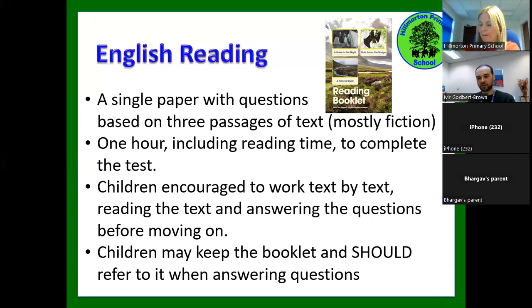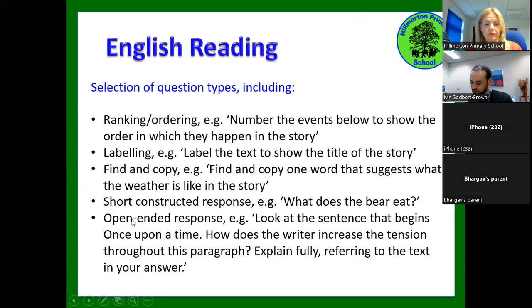And they're encouraged to work text by text. So read the first text, do the first set of questions, and so on, which gives them around 20 minutes for each text. But as you'll see in a minute, they get progressively trickier as they go through. Children may keep the booklet and should refer to it when answering questions. So they're encouraged to keep the booklet open on their desk and keep referring back. The reading paper's great because all the answers are in there, is what we keep telling them. They've got to just keep looking and find those answers. We'll show you some bits from inside in a minute.